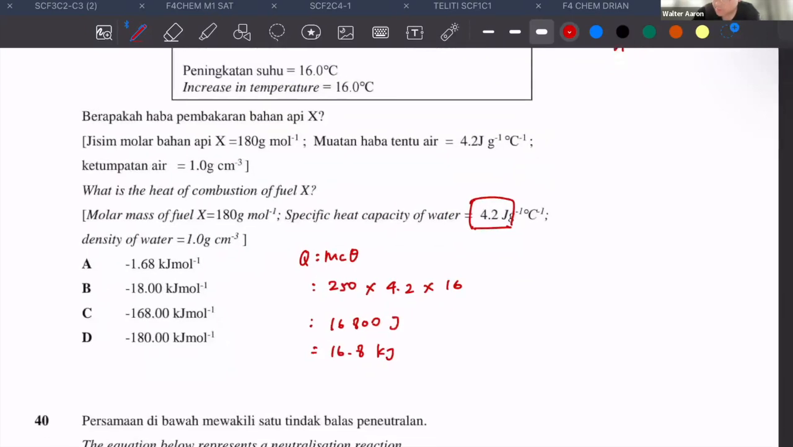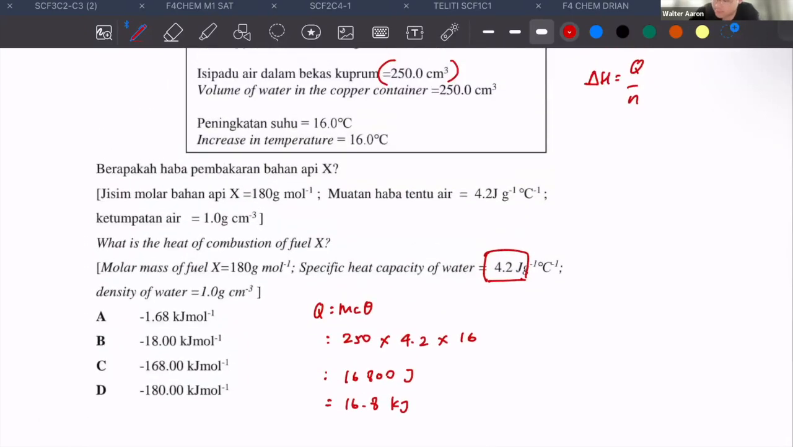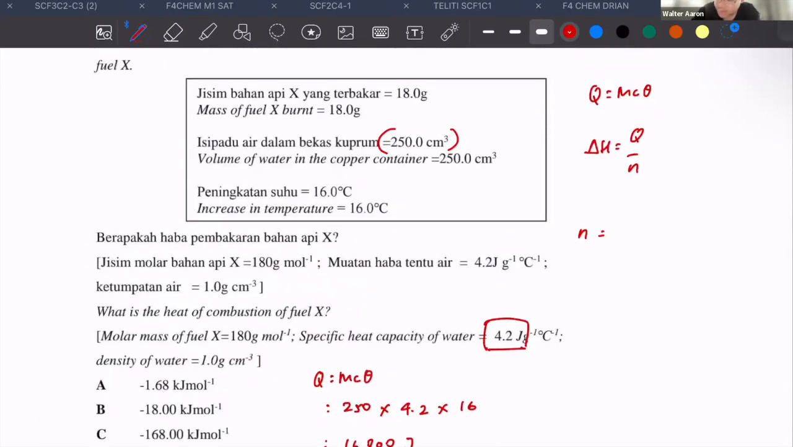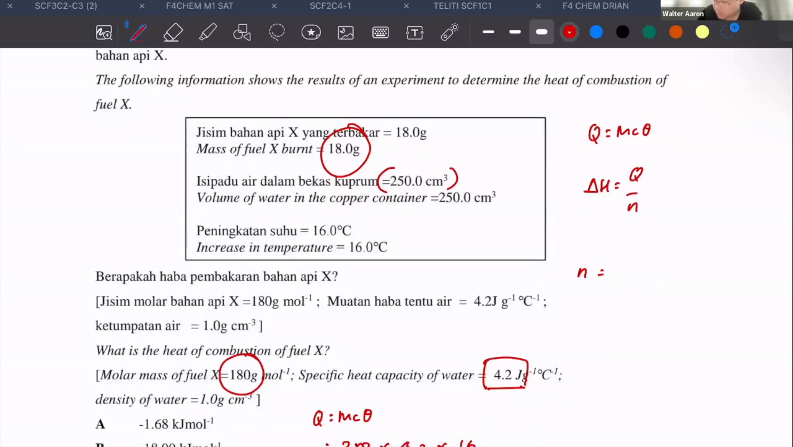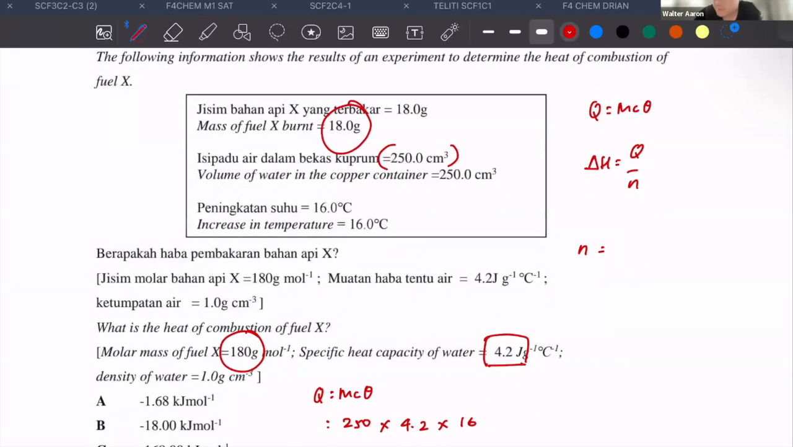which can then be simplified into 16.8 kilojoules. Okay, and then after that, your n, which is your number of moles, will depend on the mass of fuel burnt. So you have to check the molar mass of fuel X. Molar mass of fuel X will be 180 grams per mole. So n is the number of moles. n equals mass divided by molar mass. So it will be 18 divided by 180. That will give you 0.1 mole.